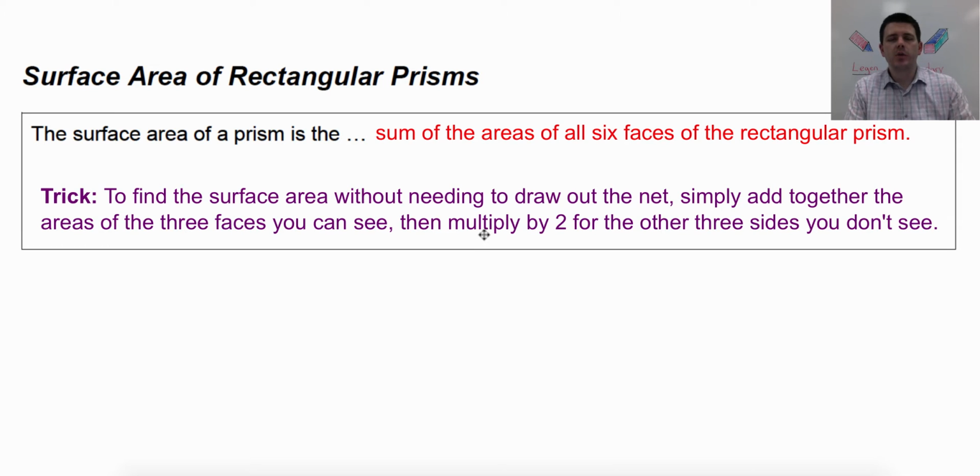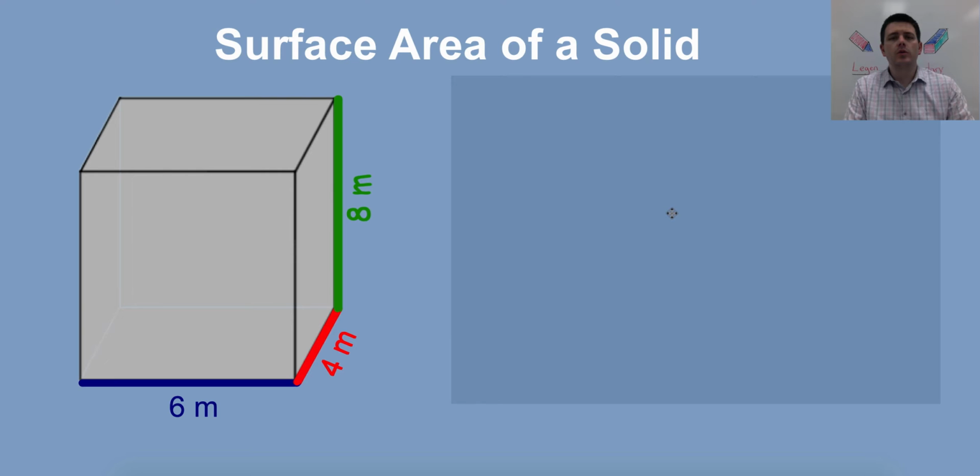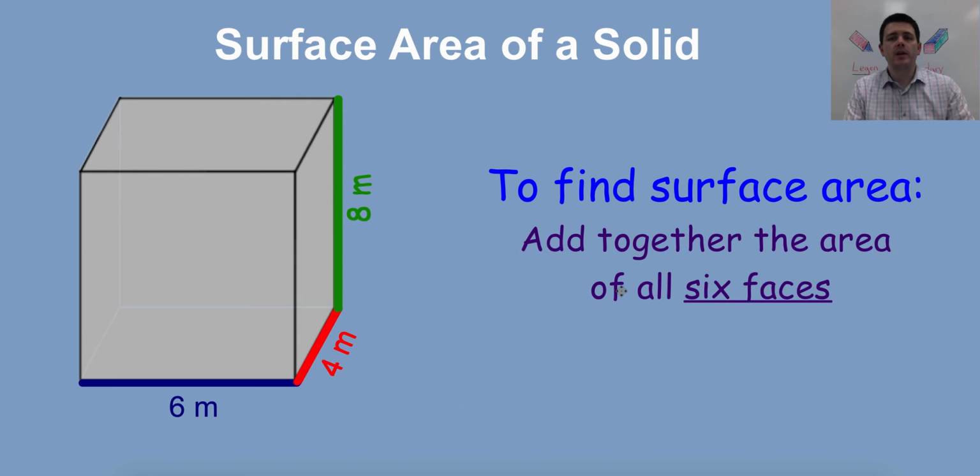To find the surface area without needing to draw out the net, simply add together the areas of the 3 faces you can see, then multiply by 2 for the other 3 sides you don't see. And this will make a little bit more sense as we practice it today. So, surface area. Remember, to find surface area, you're going to add together the area of all 6 faces.